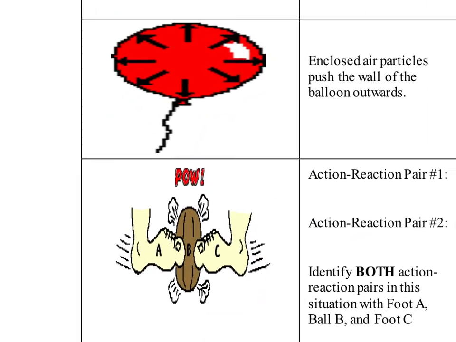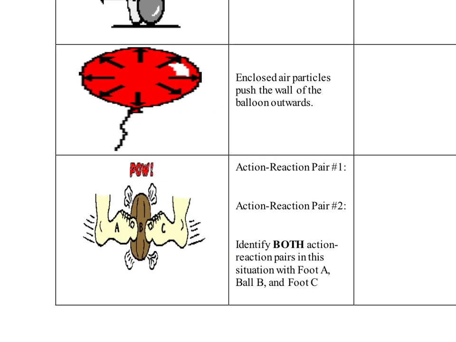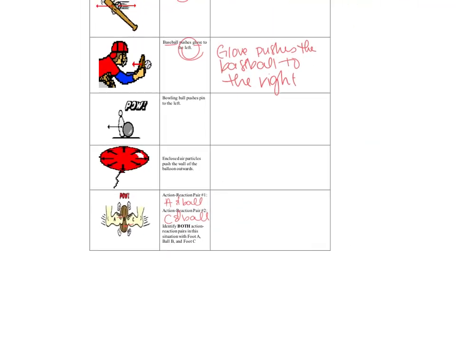If you look down here, you've got to be careful with the foot and the ball. A is going to kick the ball. C will also kick the ball. So when you're looking at the action-reaction pairs, we're going to have foot A and the ball, and then foot C and the ball. So you're going to be doing the interaction, action-reaction pair for both of those.